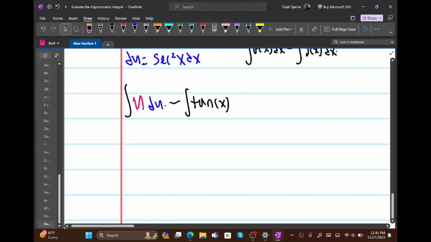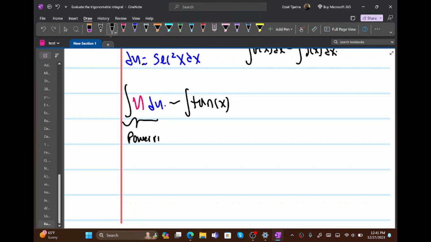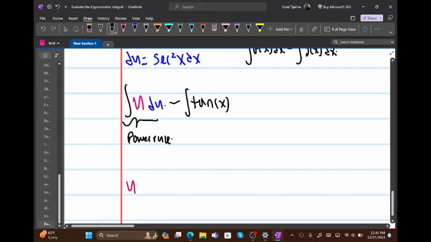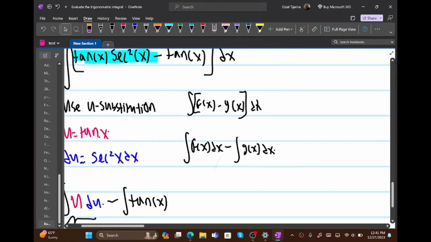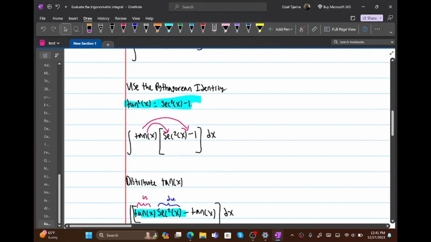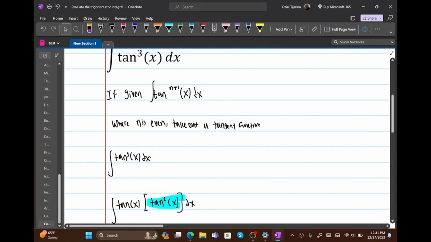So for the integral of u, we remember that we're going to use the power rule. So it's u to the first power, we're going to add 1 on top and then divide that by the same thing over 1 plus 1, and then minus the integral of tan x, which we did in the previous video.